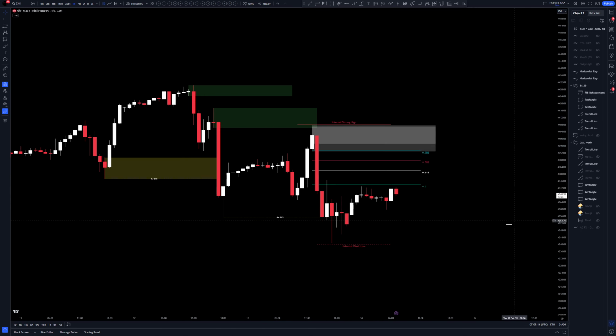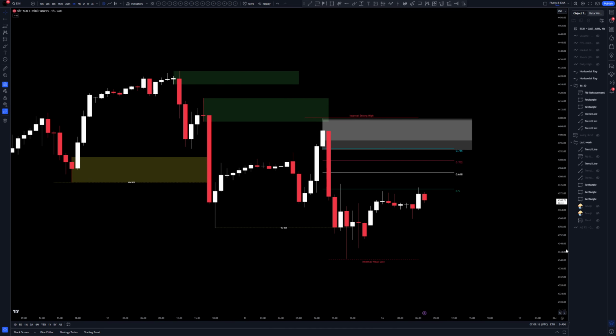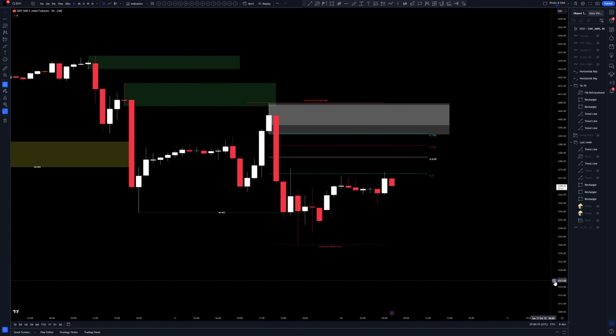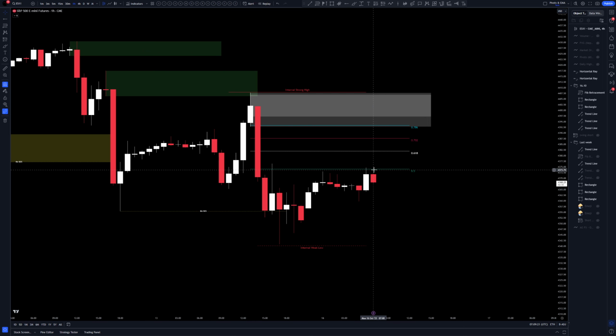Be looking for this. Here is my plan for today's price action. We have hit this 0.5. This is the pullback that we expected. We have hit the 0.5, and as you can see, we're now pulling back.